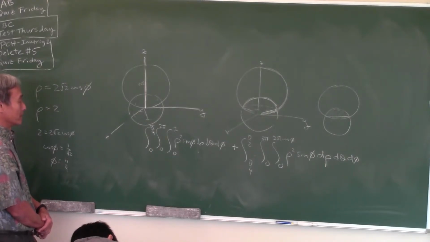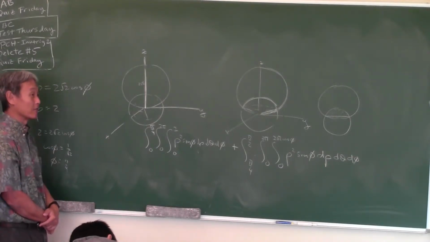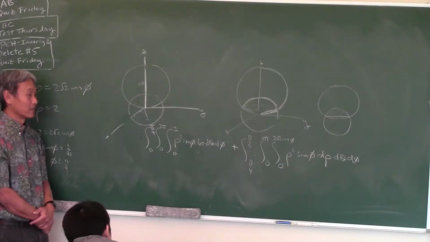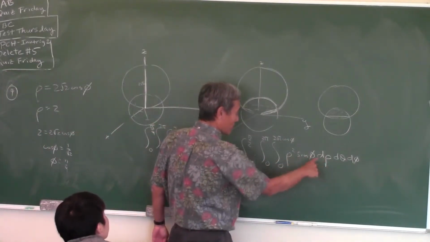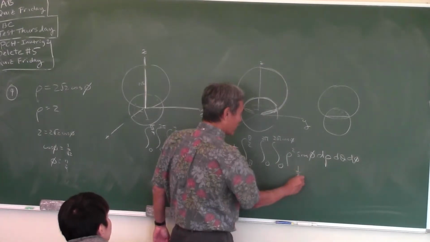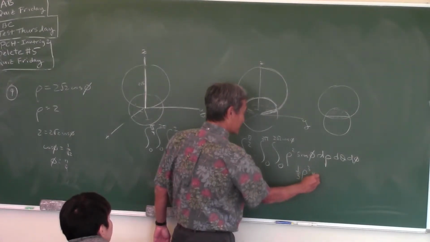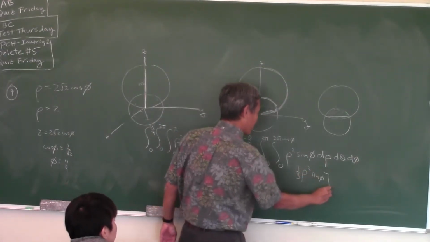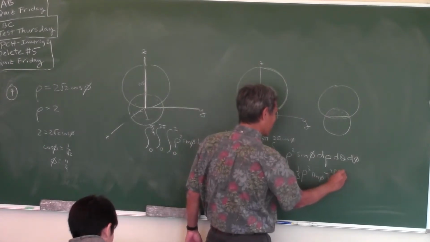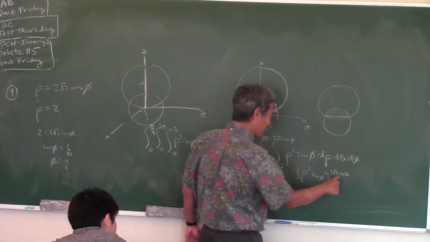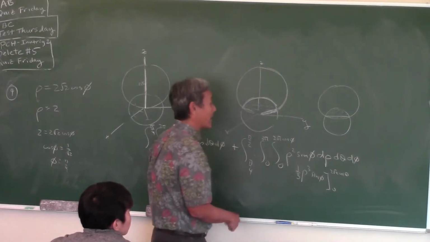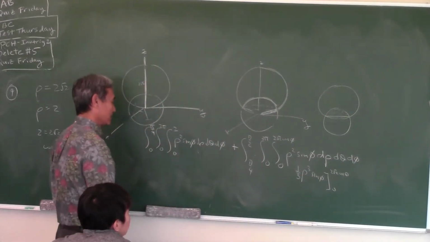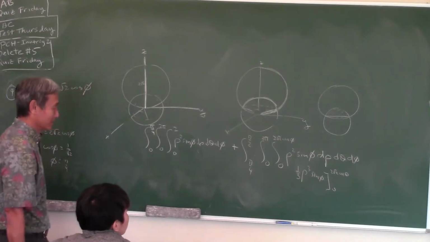You ended up with a cosine to the 4th, yeah? Because when you compute this integral with respect to rho, you're gonna get 1/3 rho cubed sine phi from 0 to 2 root 2 cosine theta. Then you plug this in over here, but you can just use U substitution. That one is just U substitution. That's not even hard then.